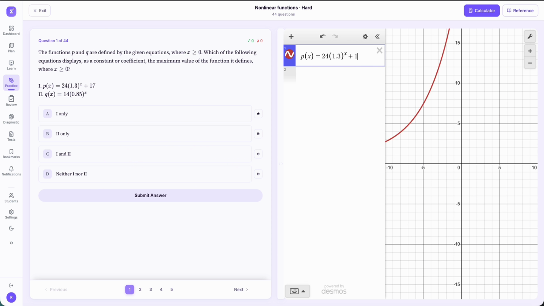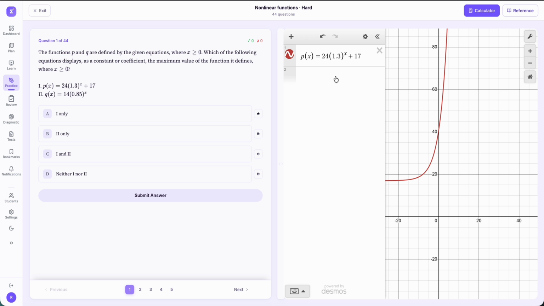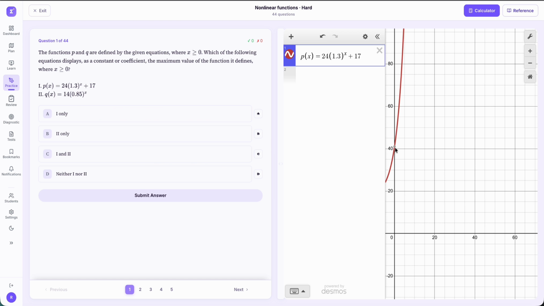So you type these in and here it is. For this one, if you type this one in and you look from x greater than or equal to 0, that's like looking from the y-axis onwards. There is no maximum value. This thing just keeps going up for x greater than or equal to 0. So for 1, there's just no maximum value. So it can't be 1, okay?